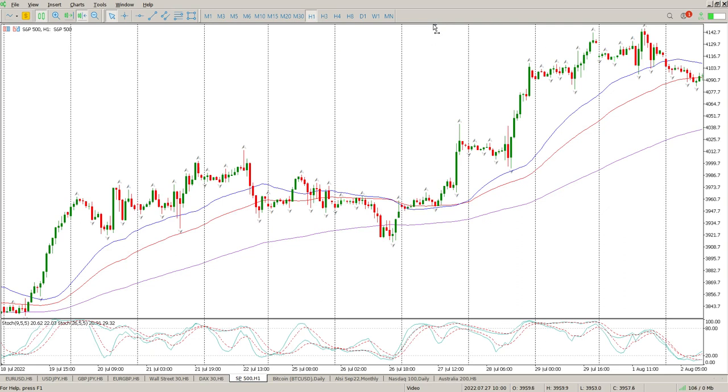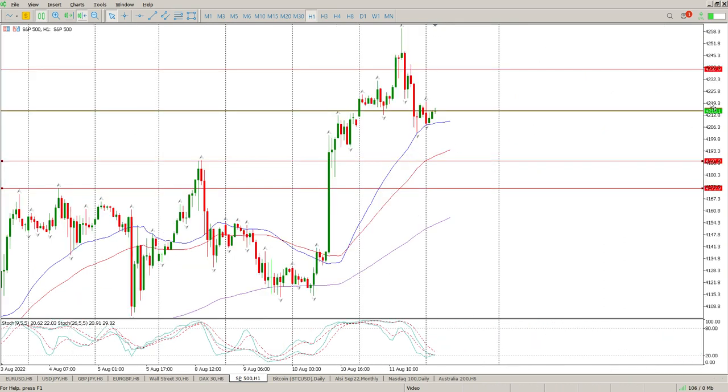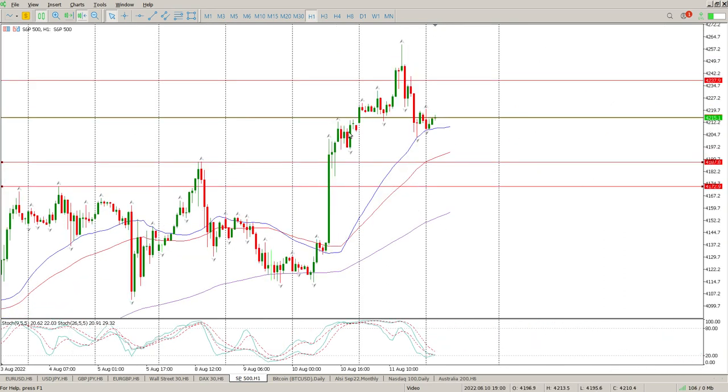Let's get down to the hour. Right, so from an hour perspective, this gap has closed today. It didn't close yesterday, so there's the gap close. So you're looking for something in amongst here. And we'll look at this on the 15-minute.